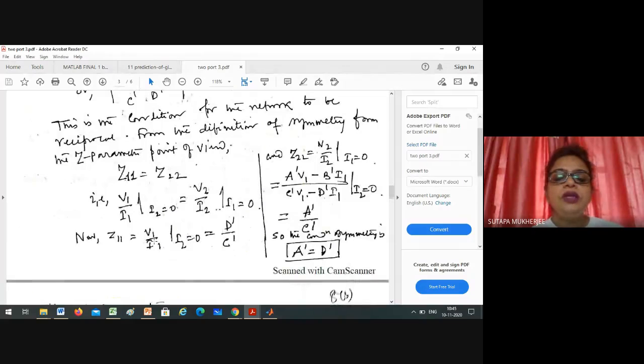So Z11 equals V1 by I1 provided I2 is 0, that is equal to D dash by C dash. And Z22 is V2 by I2 provided I1 equals 0. Ultimately, if you calculate A dash V1 minus B dash I1 by C dash V1 minus D dash I1 provided I2 equals 0, that will be equal to A dash by C dash. So if you compare A dash by C dash and D dash by C dash, if both are equal, what will happen? C dash is the same, then definitely A dash will be D dash, right?